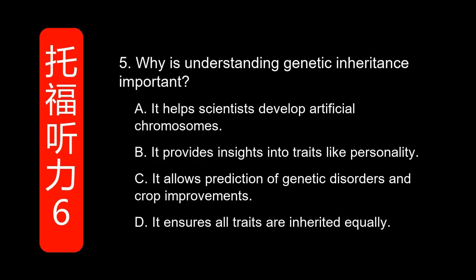Question 5. Why is understanding genetic inheritance important? A. It helps scientists develop artificial chromosomes. B. It provides insights into traits like personality. C. It allows prediction of genetic disorders and crop improvements. D. It ensures all traits are inherited equally.